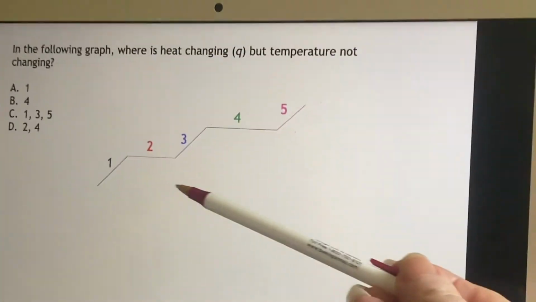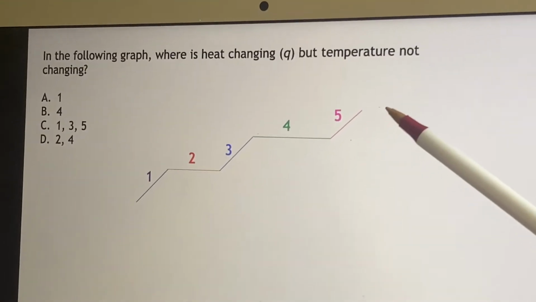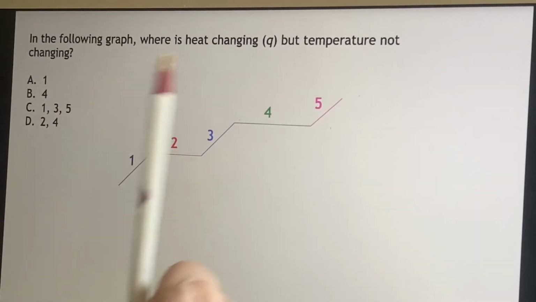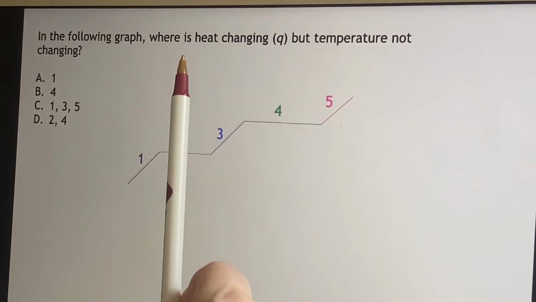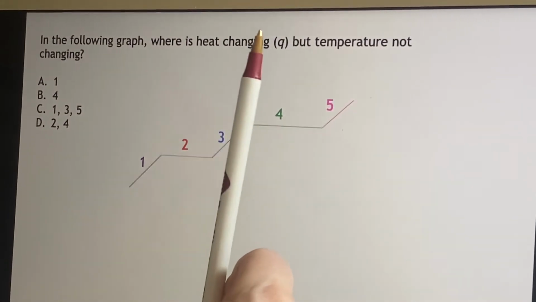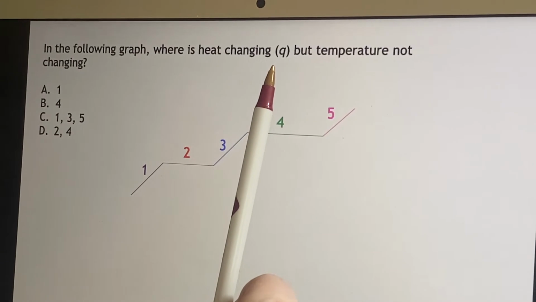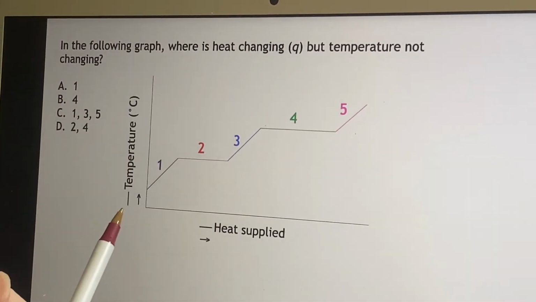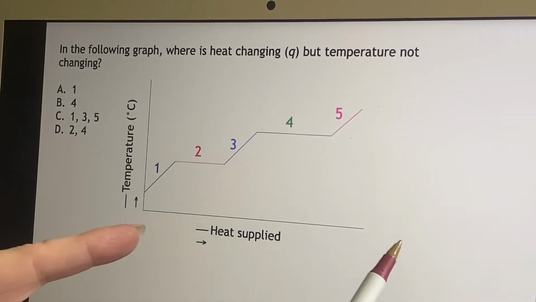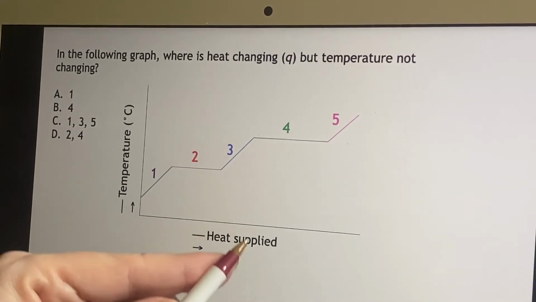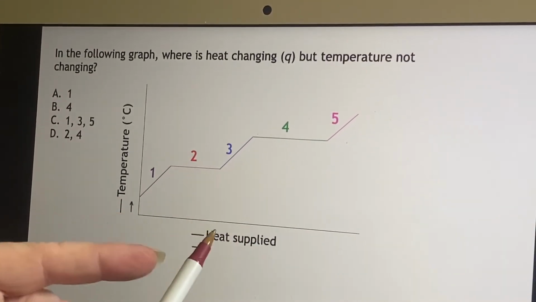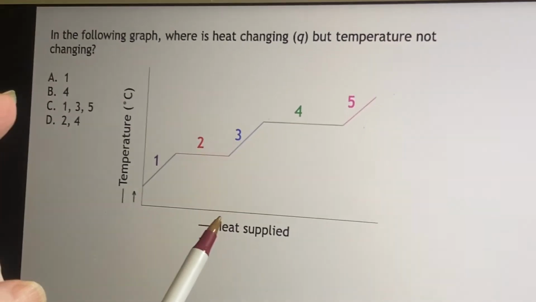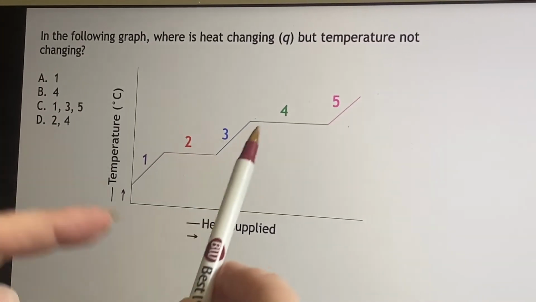Now, they have different parts labeled. Here's a graph. It's supposed to be a heat graph. Where is the heat changing, but the temperature not changing? So we have to remember what was on the graph. This one was temperature. This was heat. We were adding heat. But sometimes adding heat didn't change the temperature. Phase changes are when that happens.